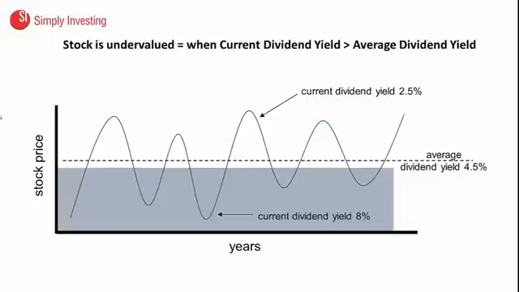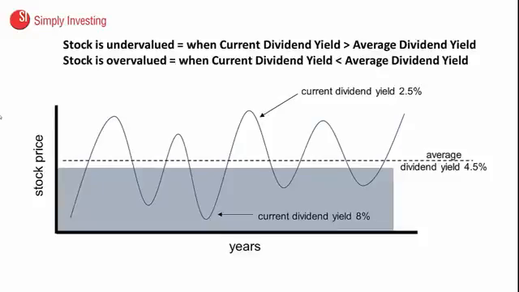Okay, so we're going to summarize that again, and this is also very important. We've got it highlighted in bold here. The stock is undervalued when its current dividend yield is greater than its average dividend yield. And the stock is overvalued when its current dividend yield is less than its average dividend yield. Okay, so this is extremely important. So now you know exactly when a stock is priced low, when it's undervalued, and when it's priced high, when it's overvalued.